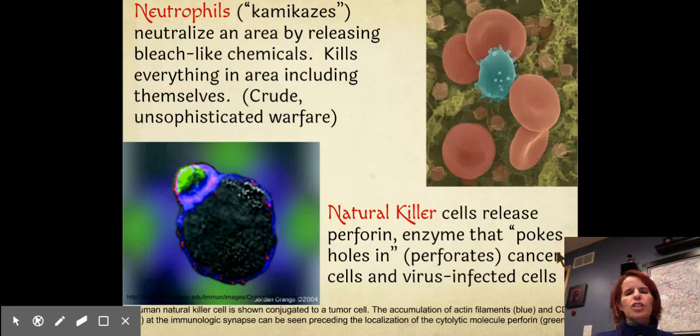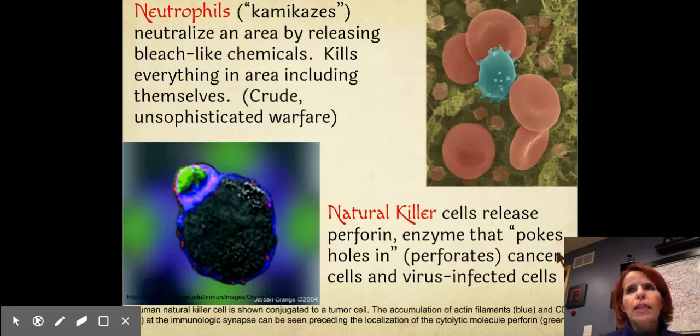Another example of a general cell is the natural killer cells. They release a chemical called perforin, or an enzyme, I should say, that pokes holes in infected cells, cancer cells, and virus-infected cells. So these are both examples of white blood cells that are not tailor-made to a very specific disease. They're more general killers.